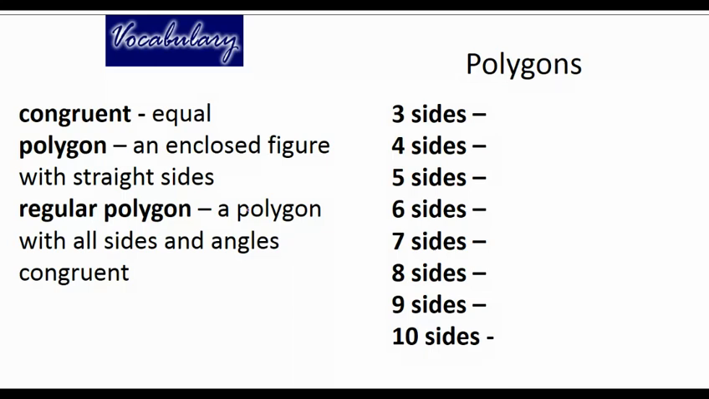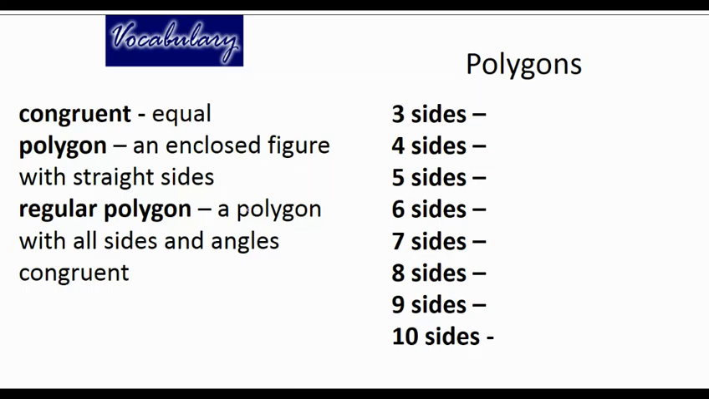A polygon is an enclosed figure with straight sides. Polygons are like a square, a triangle, things like that. A circle is not a polygon because it does not have straight sides. It has curved sides. Finally, we have a regular polygon. That's a polygon in which all sides and all angles are congruent. So if we think about triangles, a regular triangle would be an equilateral triangle, because an equilateral triangle has three equal sides and equal angles.